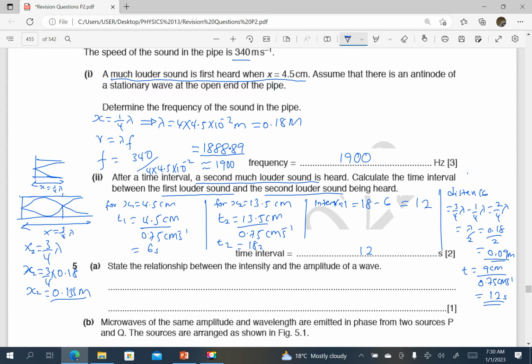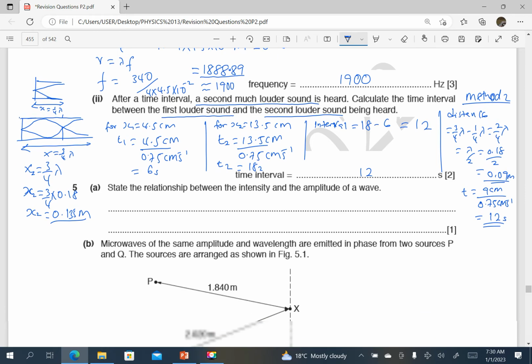So this is method 2, where you look at the first harmonic, x is a quarter wavelength. The second harmonic, x is 3/4 wavelength. So what is the difference? I subtracted and got the difference as lambda over 2. So the time we get here is the time interval between the two harmonics. Okay, I hope that is fine.